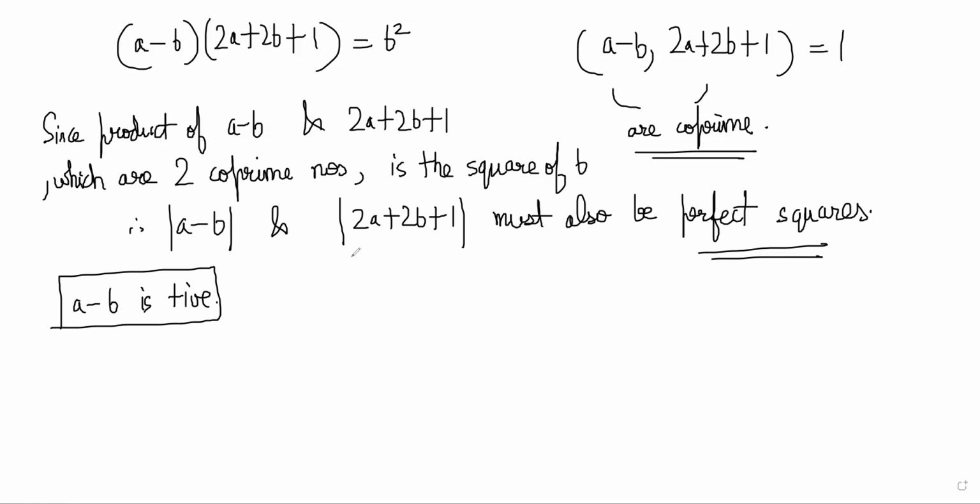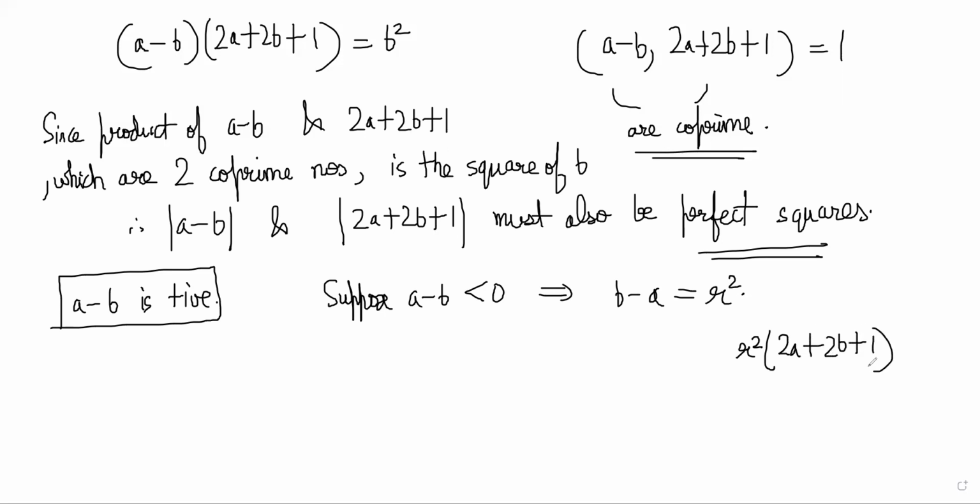So what we can say is, suppose A minus B is less than 0. Then B minus A must be positive. So B minus A can be written as R square in that case, right? So we have R square times 2A plus 2B plus 1 is equal to minus B square. This is my equation now. This equation implies that R divides B, because on this side we have R square, so R must divide B, right?